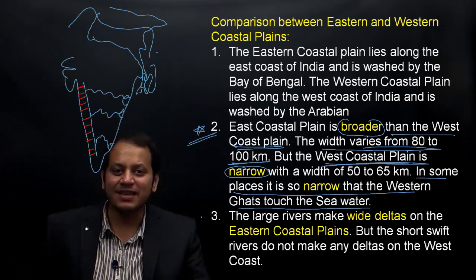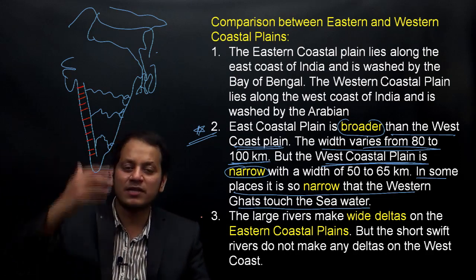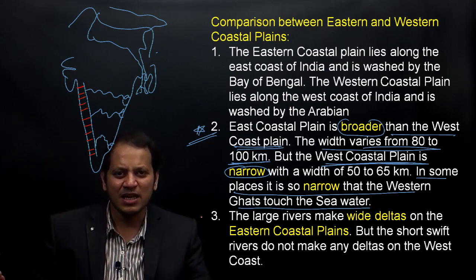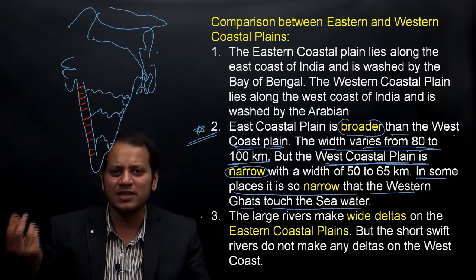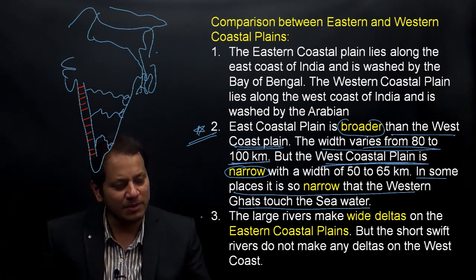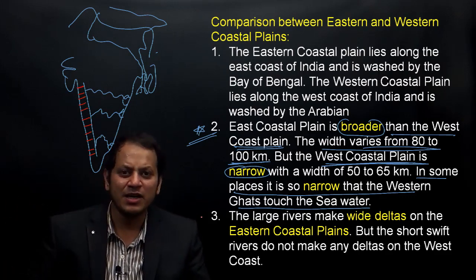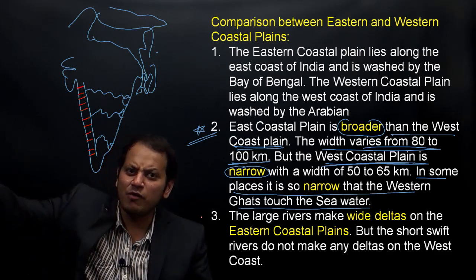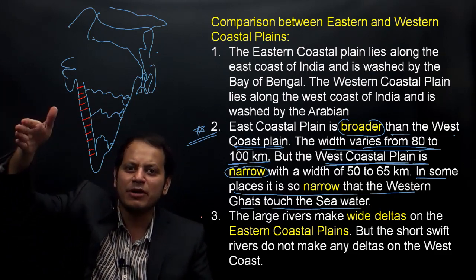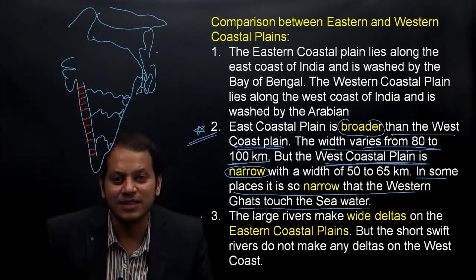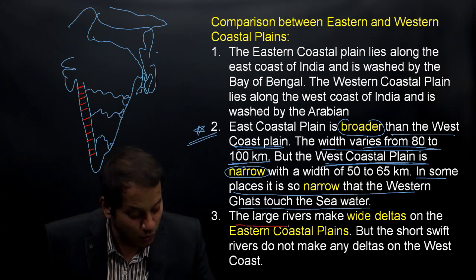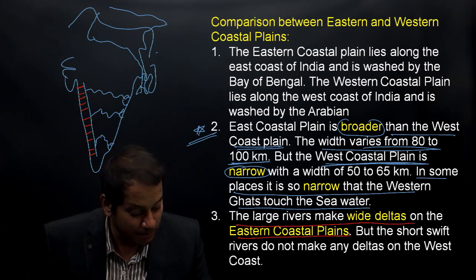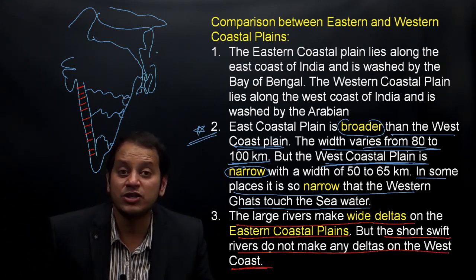Now you can see the red color lines which are there on the screen. They are the west flowing rivers. The west flowing rivers flow through such a narrow, small region that they do not form a delta, while the east flowing rivers which originate on the Western Ghat flow for a long distance and enter the Bay of Bengal, forming a delta in this region. So comes a third point. The large river makes wide deltas on the eastern coastal plains, but the short, swift rivers do not make any delta on the west coastal plains.